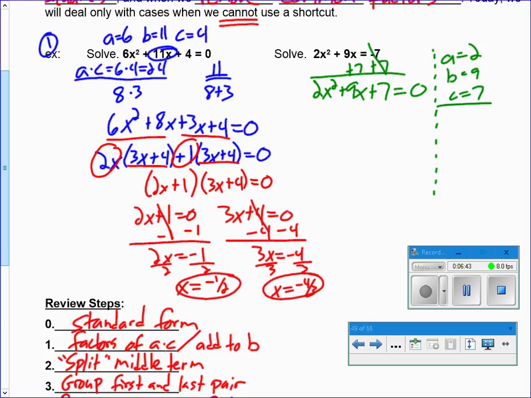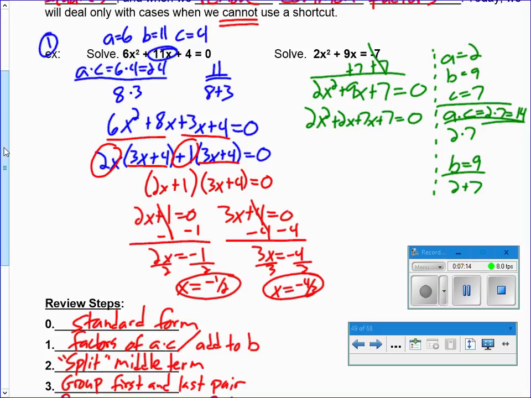So what we're looking for here is going to be factors of A times C. That's 2 times 7, 14. We want to find those factors of 14 to add up to 9. What's going to work here is 2 times 7. 2 times 7 makes 14, 2 plus 7 makes 9. So we use that 2 and 7 again to split up that middle term. So instead of 9x, I can write that as 2x plus 7x. Group my first two, group my last two, and we're going to take out common factors.